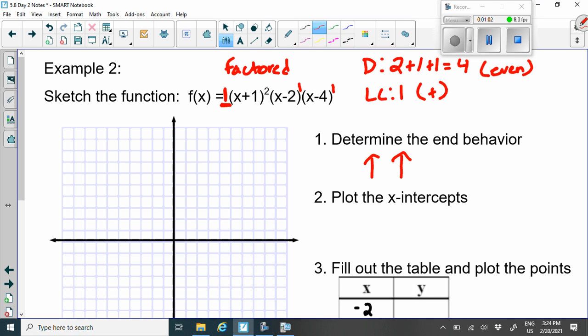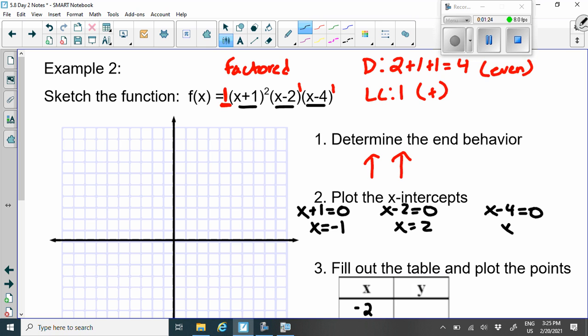Now, let's talk about our x-intercepts. Our x-intercepts are going to come from the factors: x plus 1, x minus 2, and x minus 4. So I have x plus 1 equals 0, and when I solve that, I get x equals negative 1. Then I have x minus 2 equals 0, then I get x equals 2. And then x minus 4, and I get x equals 4.